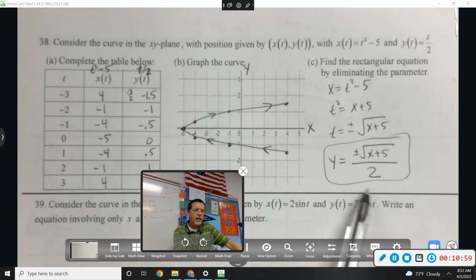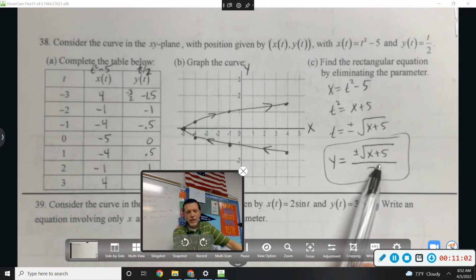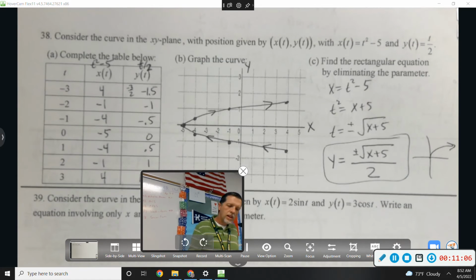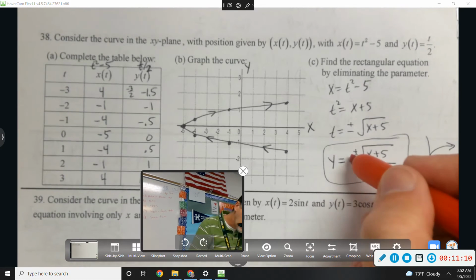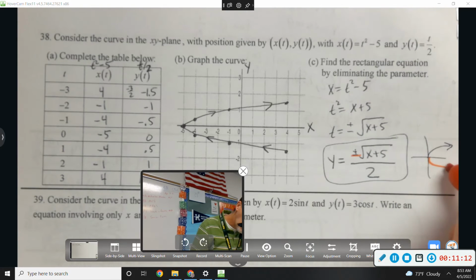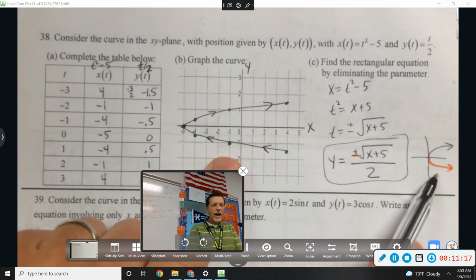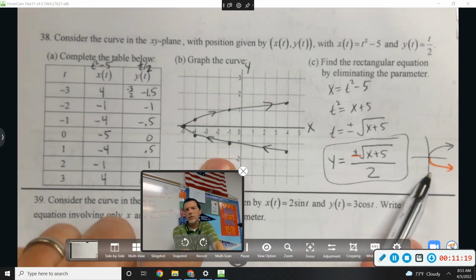And I think, I mean, I can't check that exactly, but I know what the square root graph looks like. And I know what the negative square root graph looks like. So I feel like this is correct because it kind of matches the graph that we already drew.